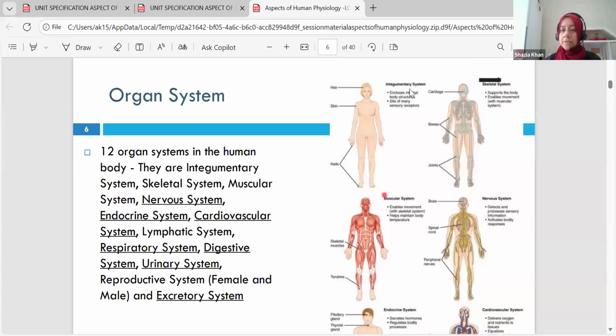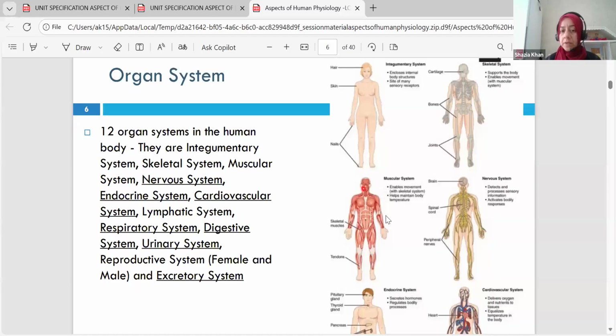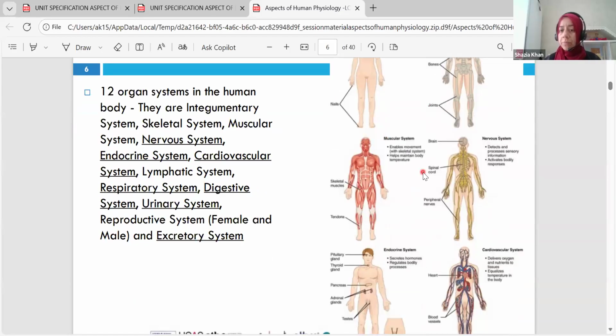So the integumentary system encloses internal body structures, and it's the site of many sensory receptors, such as the hair and the skin and the nails. You have the skeletal system, which is made up of the cartilage, the bones, and the joints. The muscular system is made up of all muscles, your tendons. These enable movements and help maintain body temperature as well.